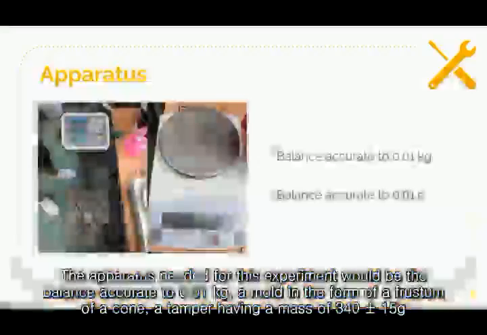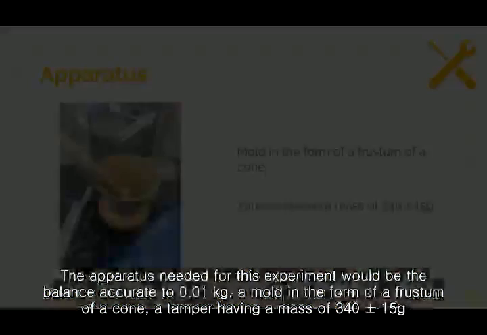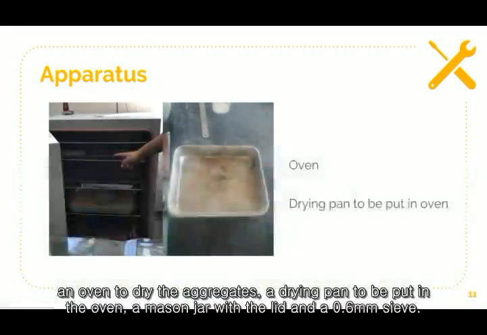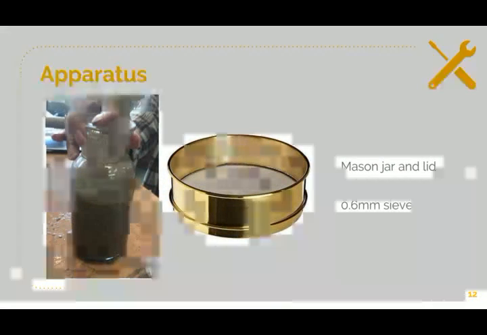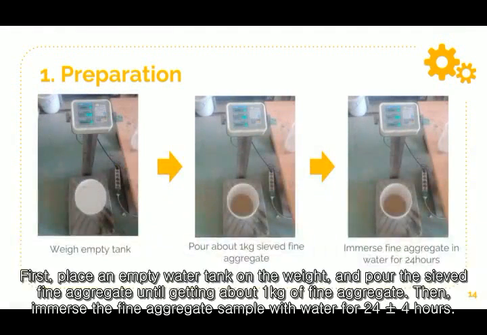The apparatus needed for this experiment will be a balance accurate to 0.01 kg, a mold in the form of a frustum of a cone, a tamper having a mass of 340 ± 15 grams, an oven to dry the aggregates, a drying pan to be put in the oven, a mason jar with a lid, and a 0.6 mm sieve. These are our experimental procedures. First, place an empty water tank on the weight and pour the sieved fine aggregate until getting about 1 kg of fine aggregate. Then, immerse the fine aggregate sample in water for 24 ± 4 hours.